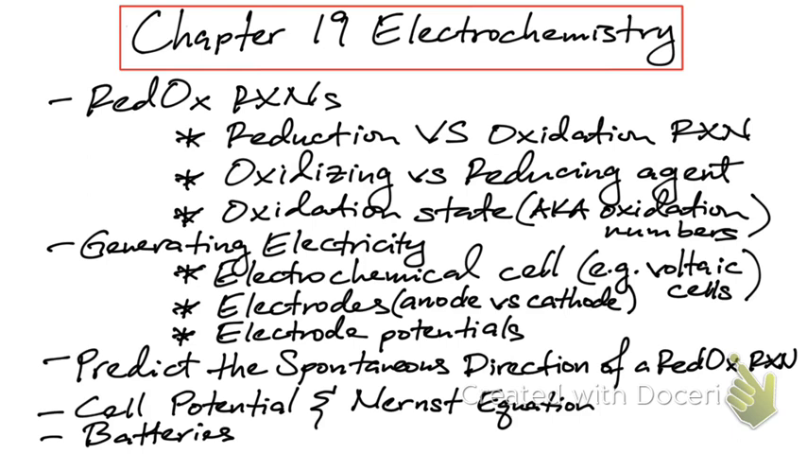In this chapter, you will also learn how to predict the spontaneous direction of a redox reaction. We will cover cell potential and how you can calculate cell potential, as well as how to use the Nernst equation for non-standard conditions. And then the last part of this lecture is going to be regarding batteries.